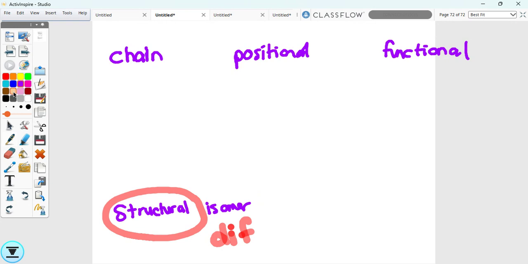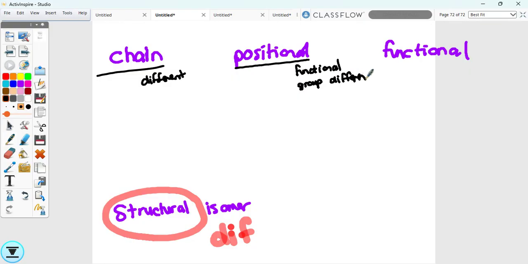If you're looking for a chain isomer, it means the chain is the thing that needs to be different. And if you look out for those type of things, then it becomes a little bit easier. The positional isomer means that the functional group must be in a different position. So again, it's the position that's different. Here, it's the chain that's different.